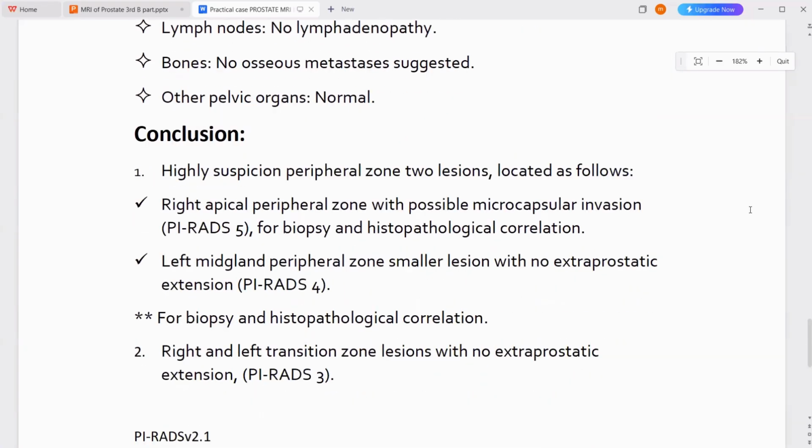So in our conclusion, we have two highly suspicious peripheral zone lesions. The larger lesion is located at the right apical peripheral zone with possible microvascular invasion, and the smaller lesion at the left mid-gland peripheral zone with no extraprostatic extension. So we have PI-RADS 5 and PI-RADS 4. These lesions are indicated for biopsy and histopathological correlation. We have another two lesions located at the right and left side of the transitional zone with no extraprostatic extension. This one is PI-RADS 3.